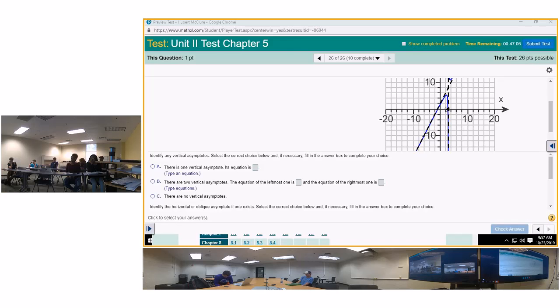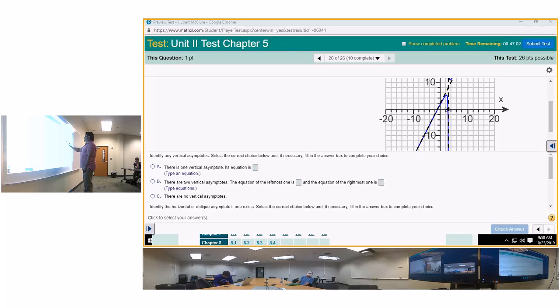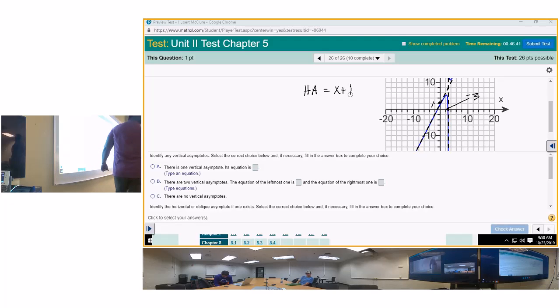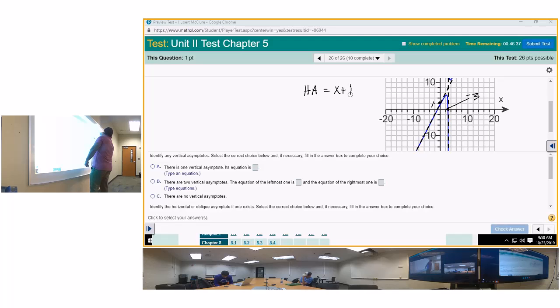Let's see, 1, 2, 3, 4, 5. So that would be 3. That would be a -3. And then we've got an oblique asymptote at 1. This is 1. So that's going to be x plus 1. So the equation for the horizontal asymptote is x plus 1. Why? Because what's the ratio for this? 1 to 1, isn't it? Looks like 1 to 1. It looks like x plus 1, but I'm not sure.